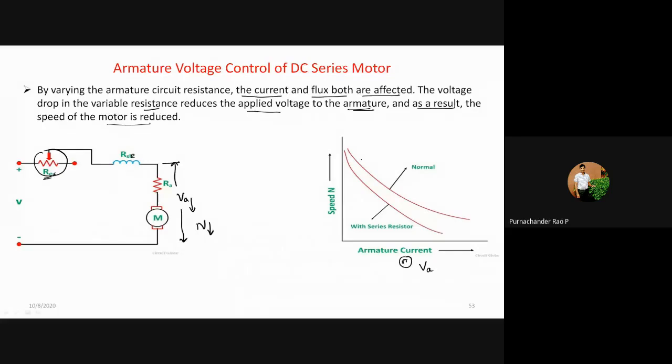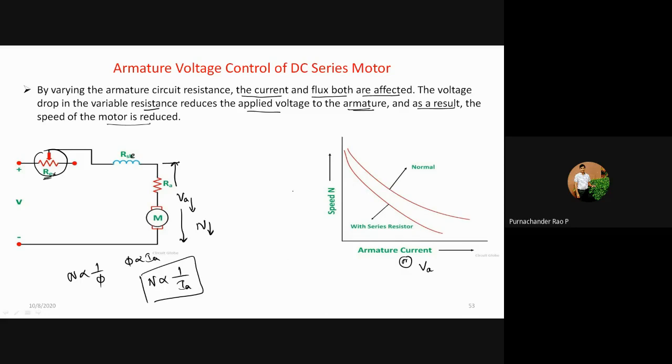So here, in the normal condition, whenever the armature current increases, the speed is proportional to 1 by IA. Flux is proportional to IA, and therefore N is proportional to 1 by IA. Because of this reason, now your current gets reduced.